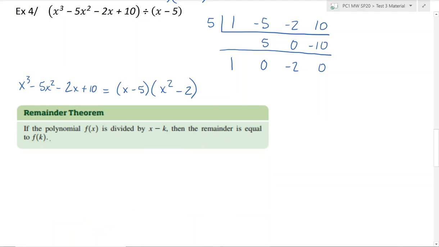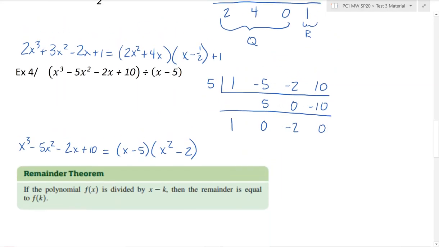The remainder theorem says if the polynomial f of x is divided by x minus k, then the remainder is equal to f of k. Okay, so we've already done several of these. Let's go ahead and look back at those. We've got a polynomial, and it's being divided by this x minus k, and then the remainder is equal to f of k.